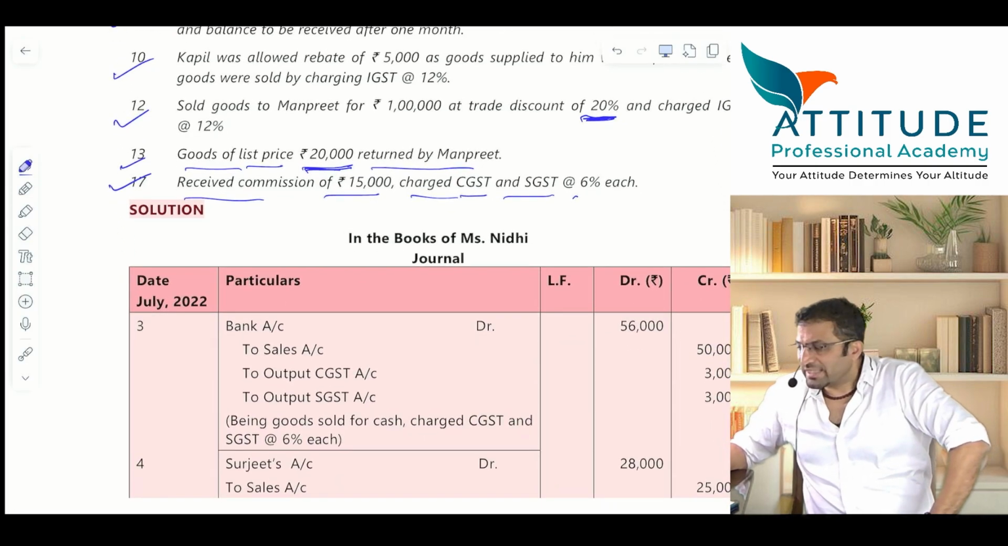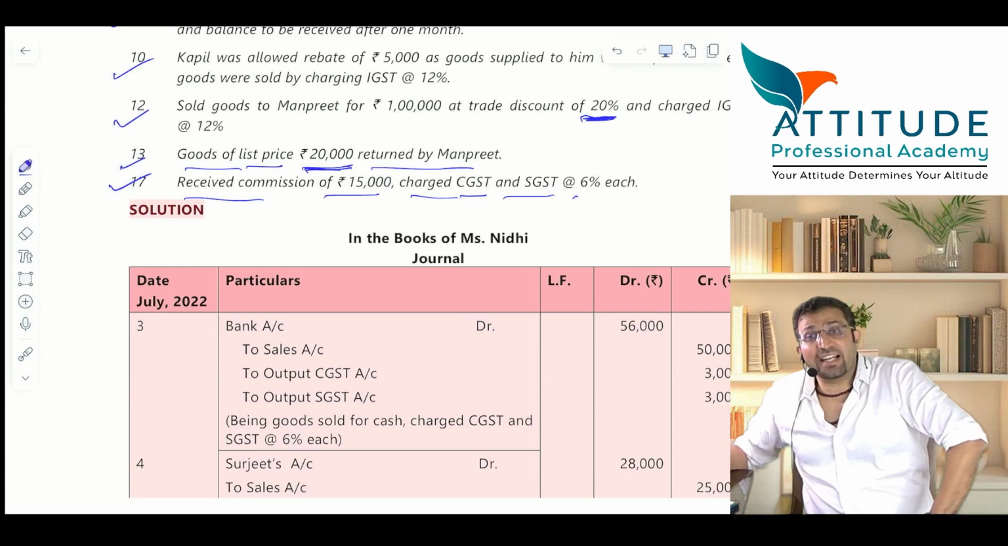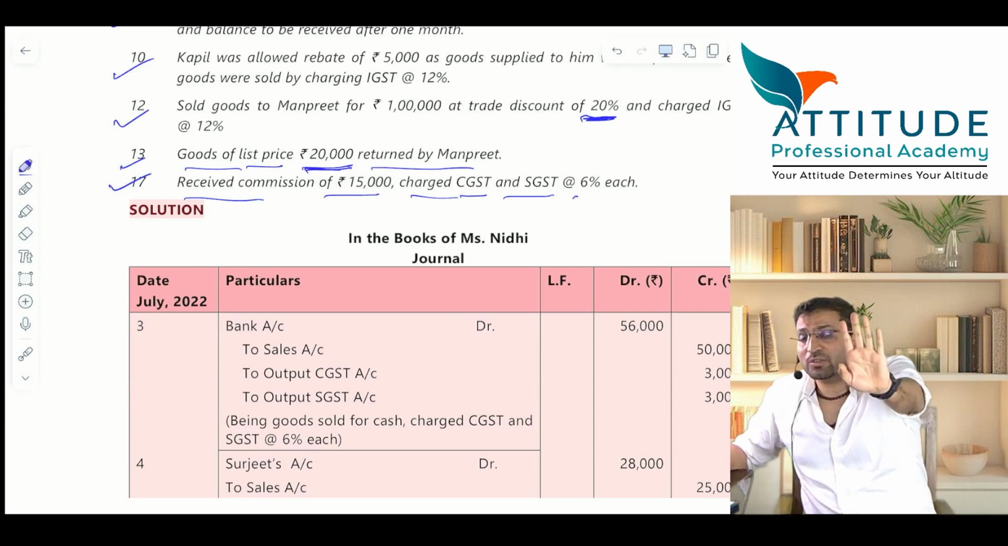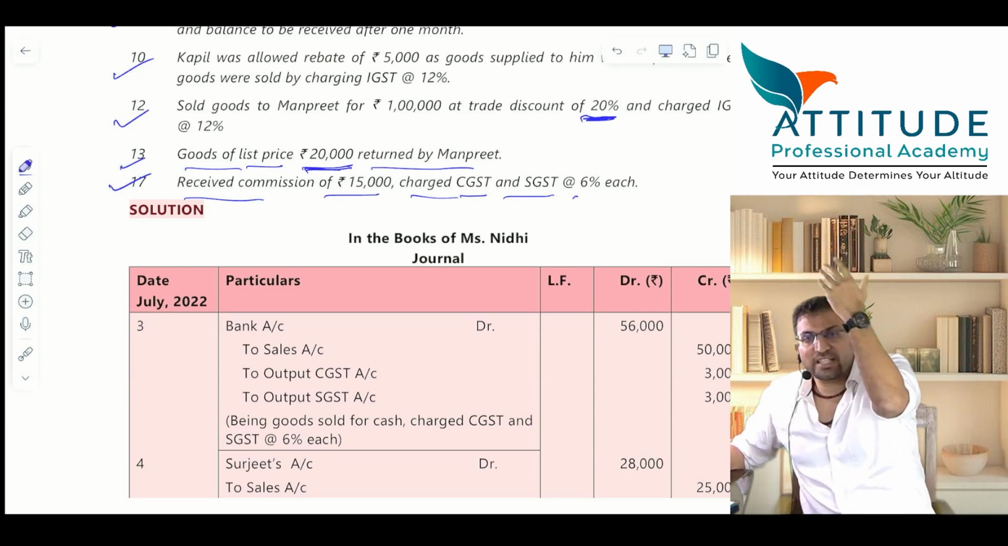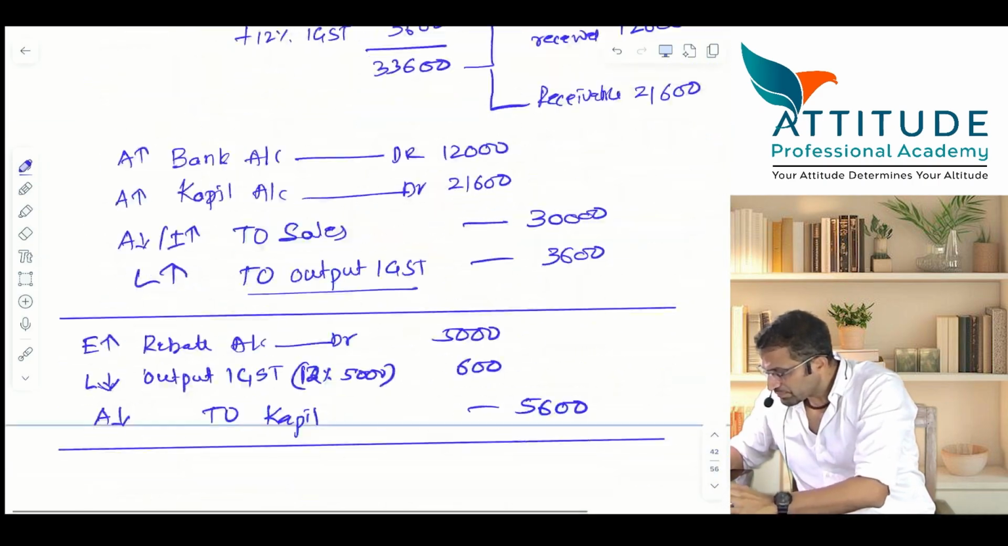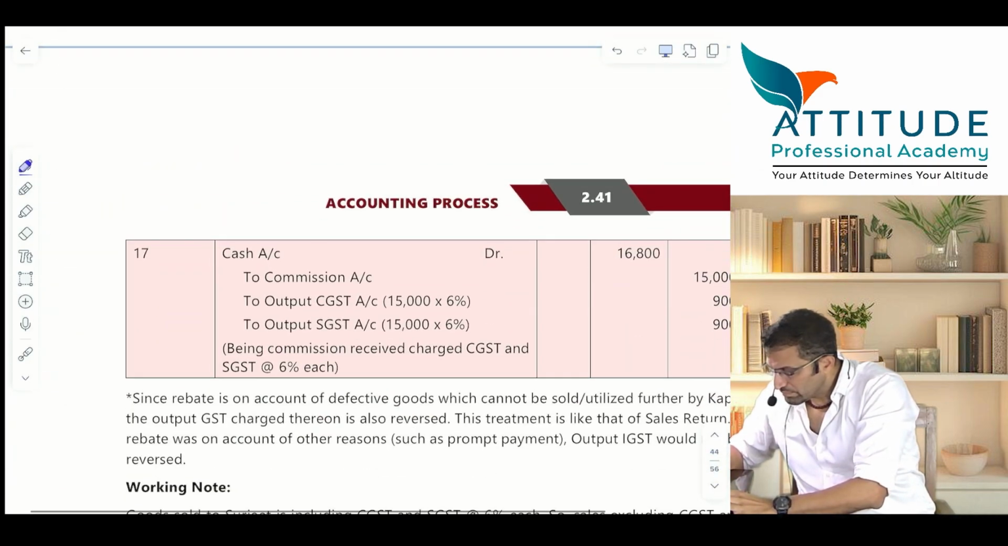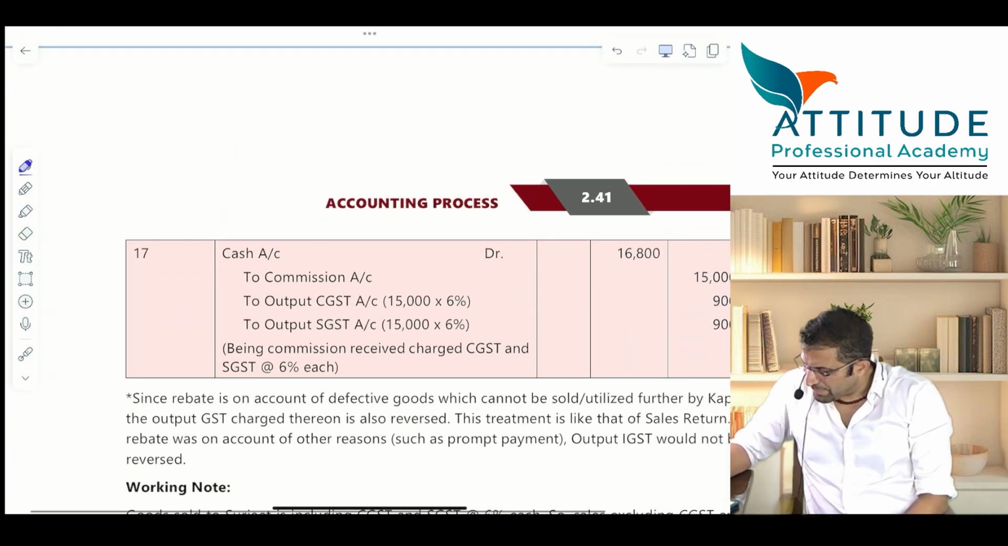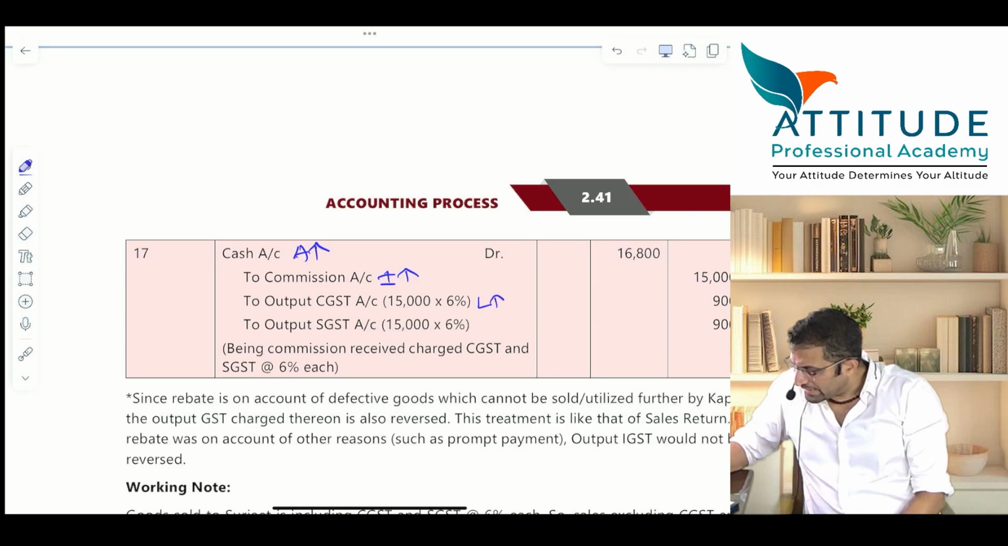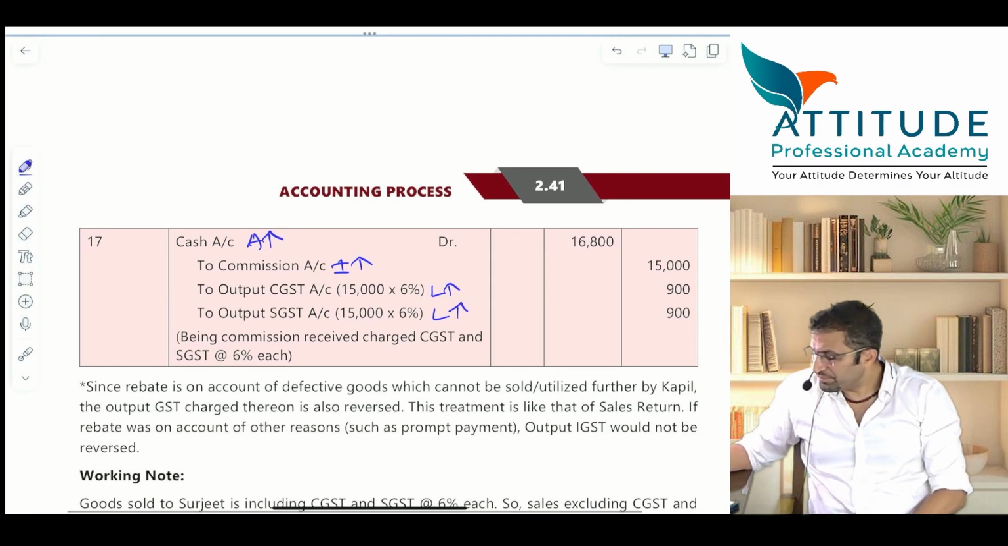Cash or bank account debit 16,800. To commission income, not 16,800, only 15,000. To output GST. Here they have taken cash. You can take bank also. Asset increases, commission income increases, liability increases. Easy?